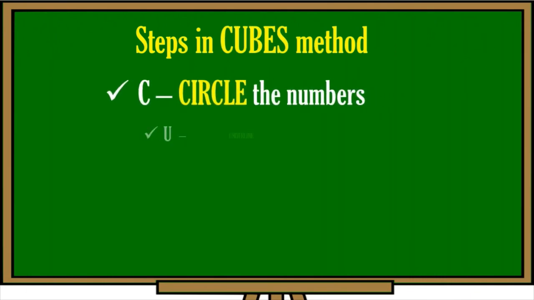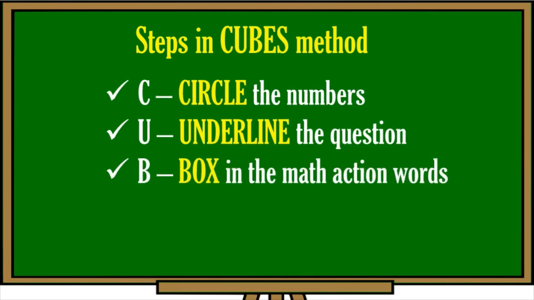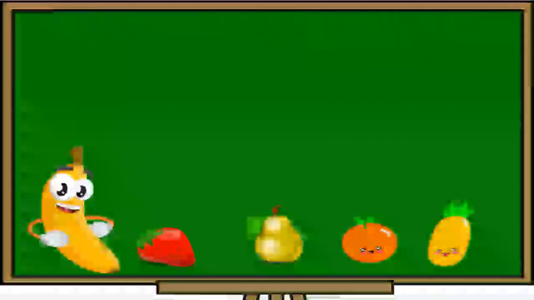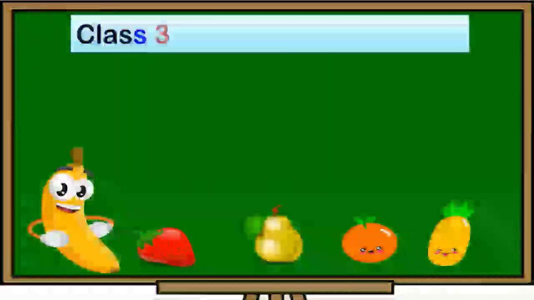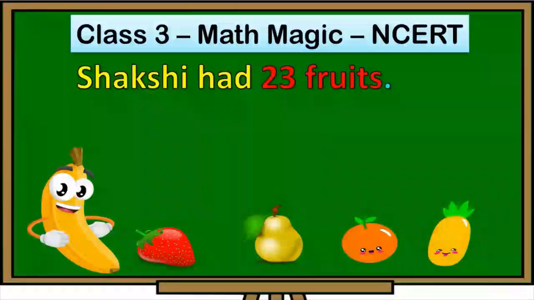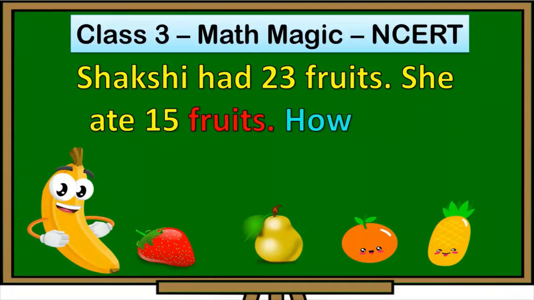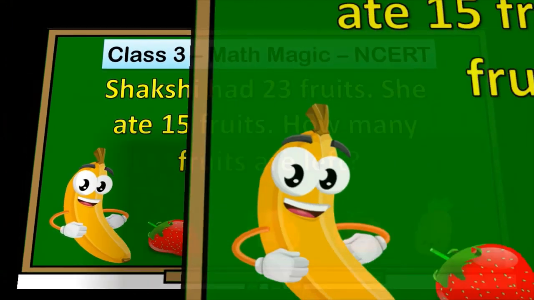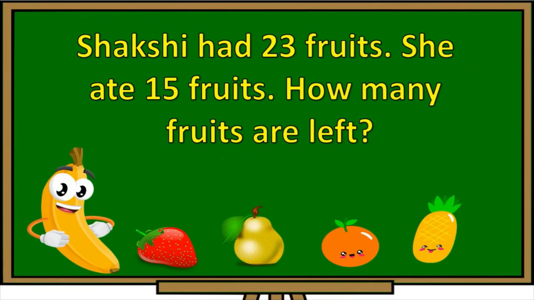Now, as we know all the steps in the cube strategy, let us apply it in the following example. Sakshi had 23 fruits and she ate 15 fruits. How many fruits are left? The first step is to circle all the numbers in the problem. Here we have the numbers 23 and 15. So go ahead and circle them.